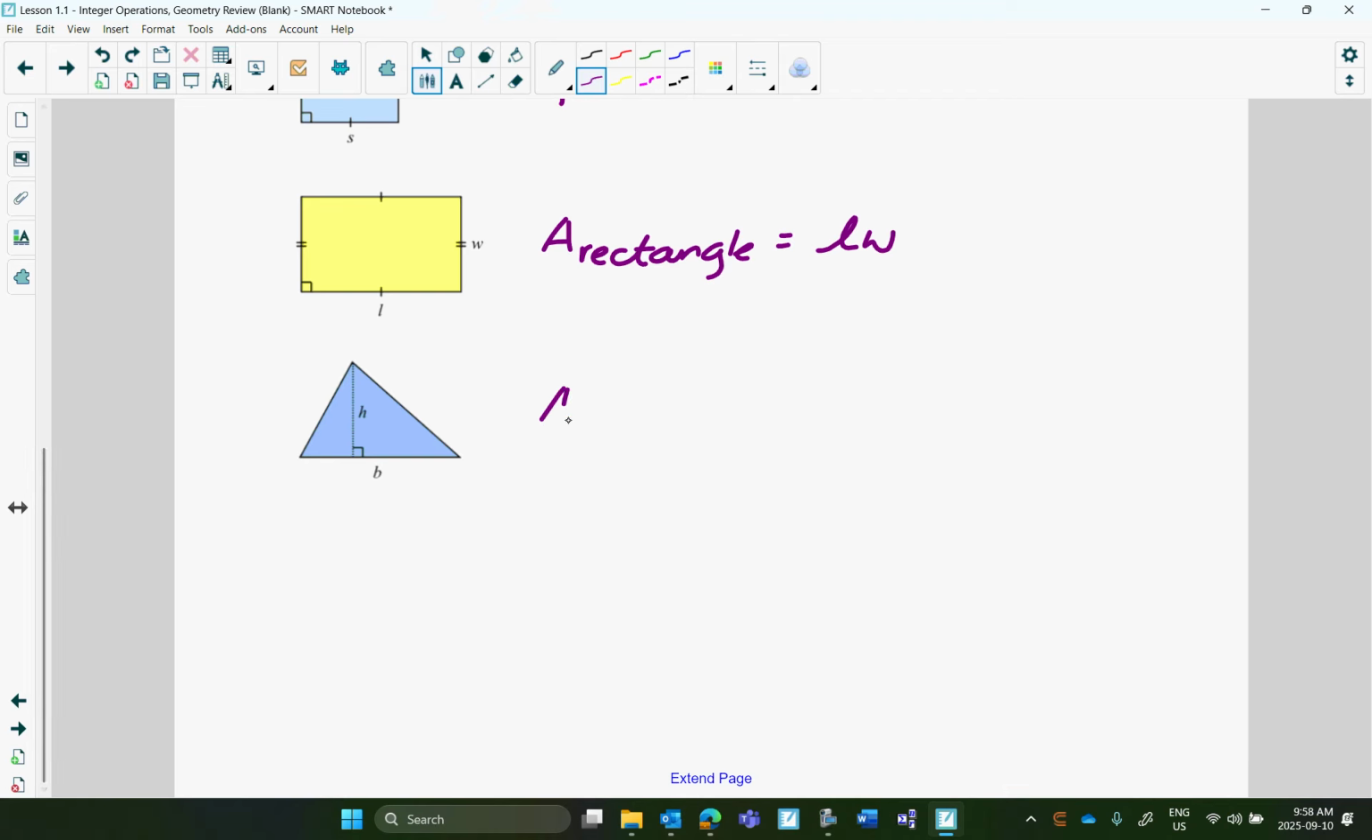And finally, the area of a triangle. For a triangle, we don't really use the words length and width. We talk about the bottom called the base, and we talk about the vertical height called h. Base times height divided by 2, and we'll write it like that. Whenever we multiply letters together, we don't need a times symbol between them. We can just put them beside each other, and it means multiplication. We'll see that more.